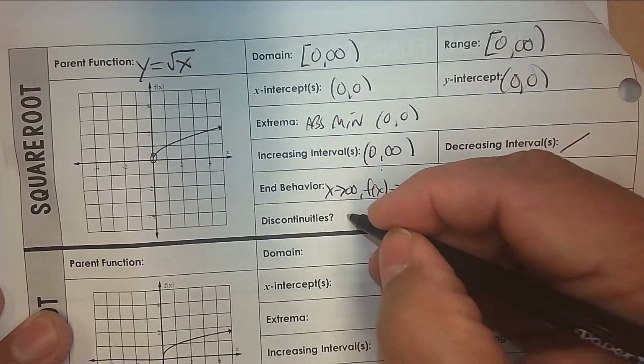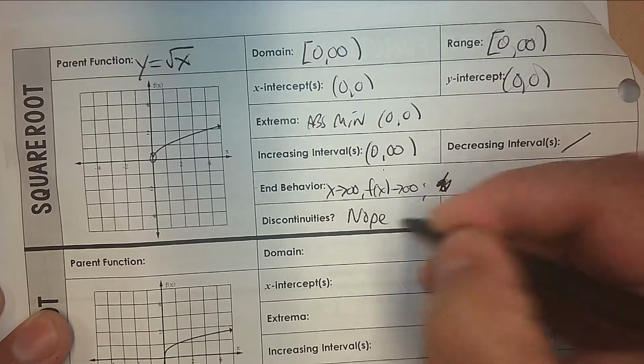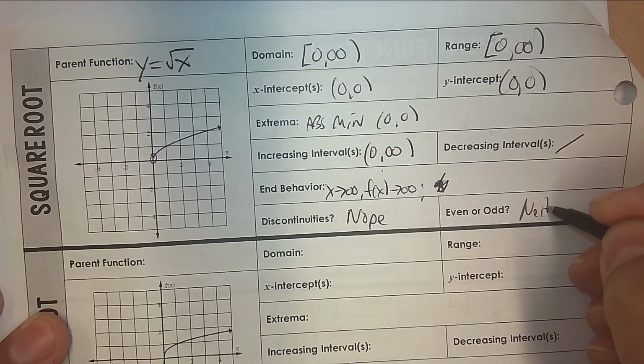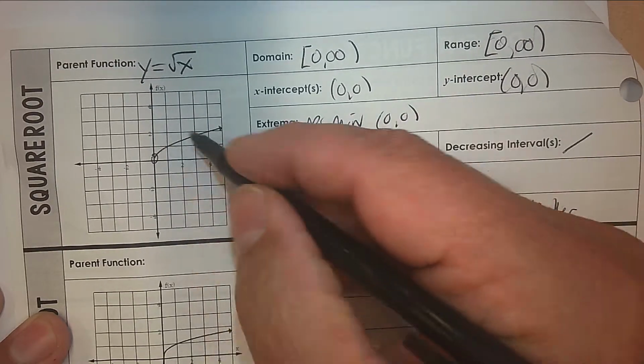Are there any discontinuities? Nope. And this one actually is neither even nor odd. There's no symmetry here to go with for the square root function.